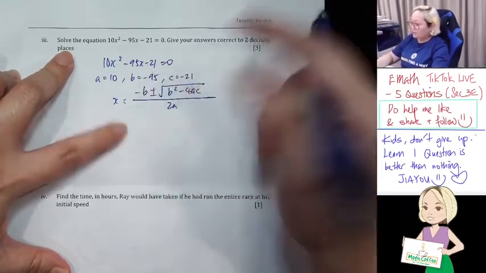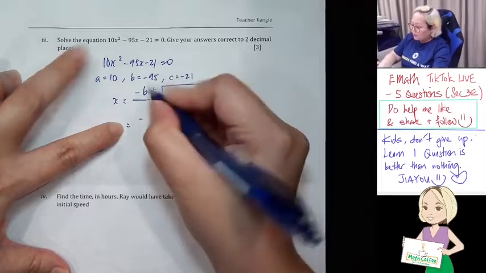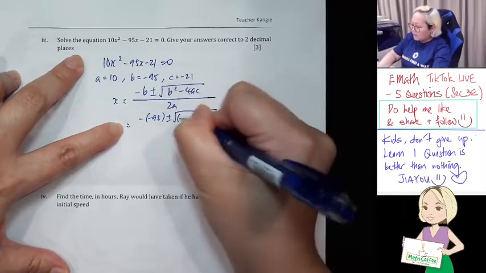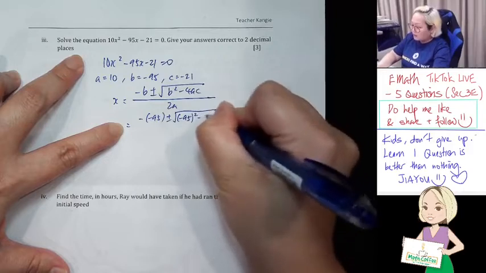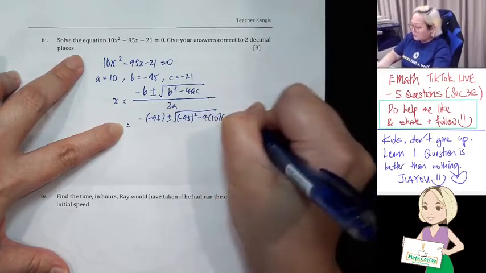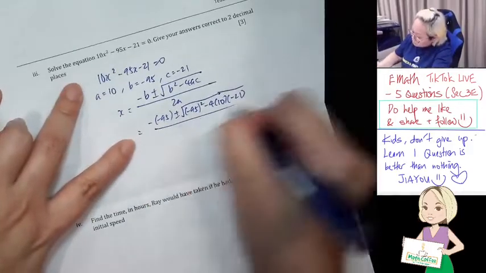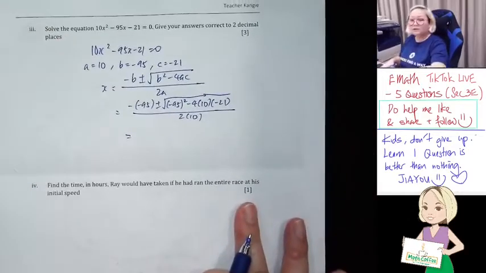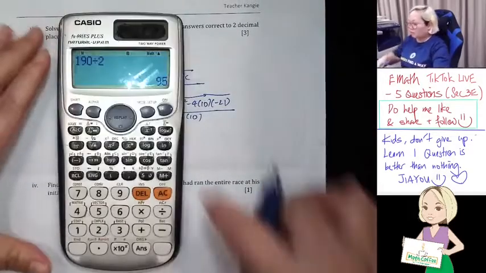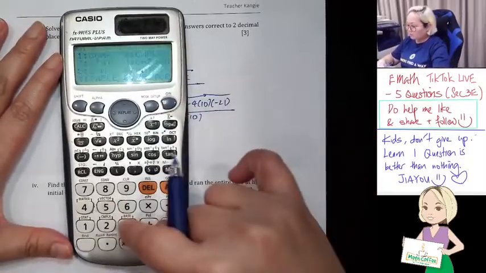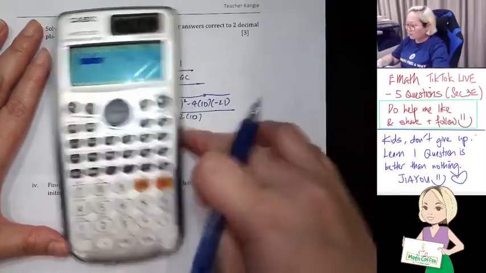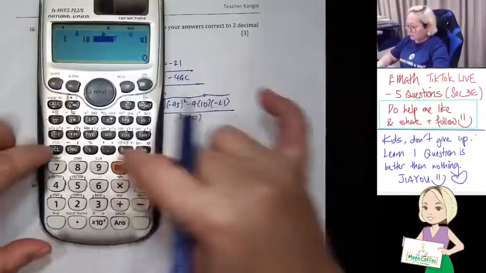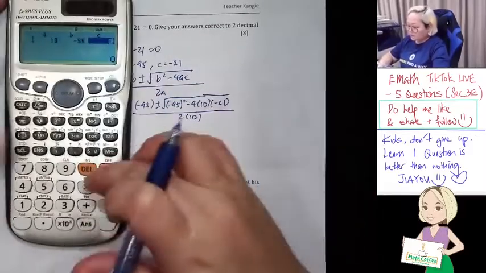So let's put in our ABC. So it'll be minus 95 plus minus square root of 95 squared minus 4ac over 2 times 10. You have to write this out, but of course the magic is I'm going to use the mode 5.3. Okay, I will key in 10, minus 95 and negative 21.